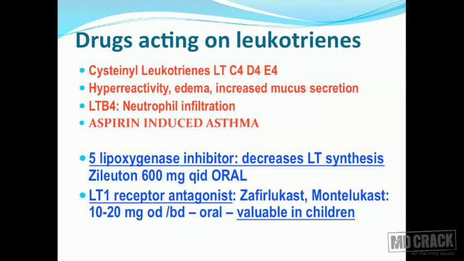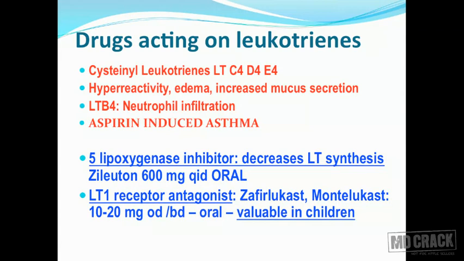The second approach: the leukotrienes which are synthesized are going to act on the leukotriene receptor. And you have drugs which could block the LT1 receptor, that's the leukotriene 1 receptor. There are two drugs available. These are leukotriene receptor antagonists in the form of zafirlukast and montelukast. They are available by oral route of administration, and once or twice daily administration suffices to manage the bronchial asthma.